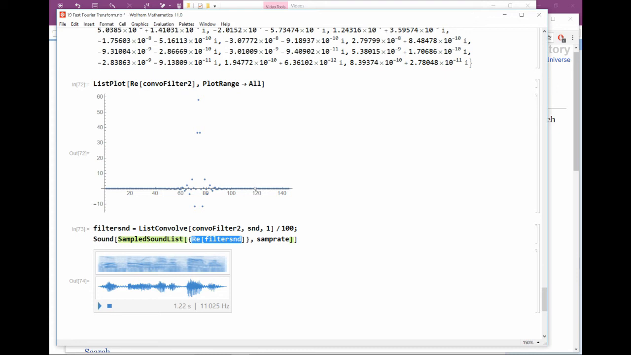So I'm going to end it here. I hope you enjoyed my little demonstration of the applications of the fast Fourier transform and a little exposure to the commands and the capabilities of Mathematica. You can play with different signals.